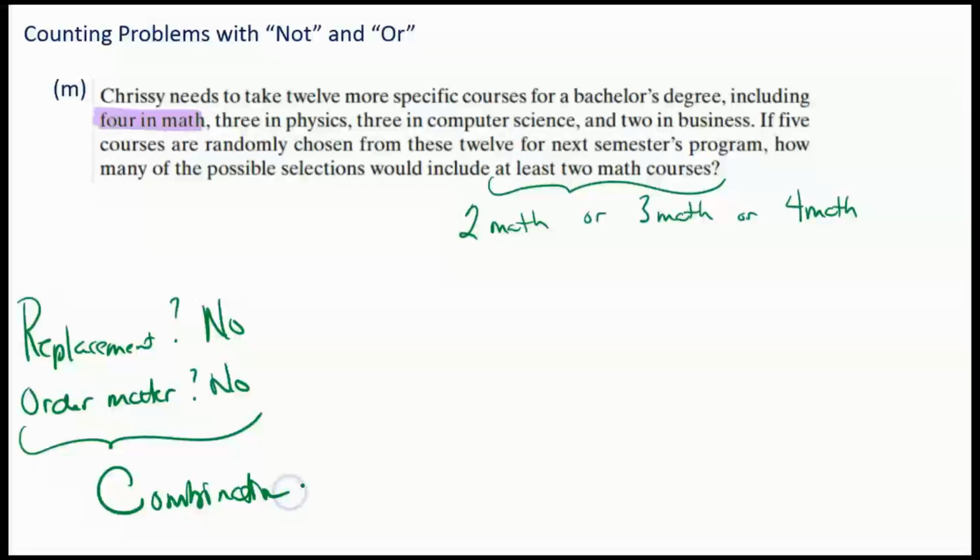Now let's think about what we've got going on here. Notice how we're talking about math classes only. It actually does not matter that there are 3 physics, 3 computer science, and 2 business. We just need to know about math classes, which there are 4 of them. So there's 4 math classes. How many other classes are there? 8, right? 12 total, 4 of them math, 8 of them are the other classes. Now, if we are going to figure out a combination where we pick 2 math classes, what does that really mean? Well, we have a combination of, let's pick the math classes first.